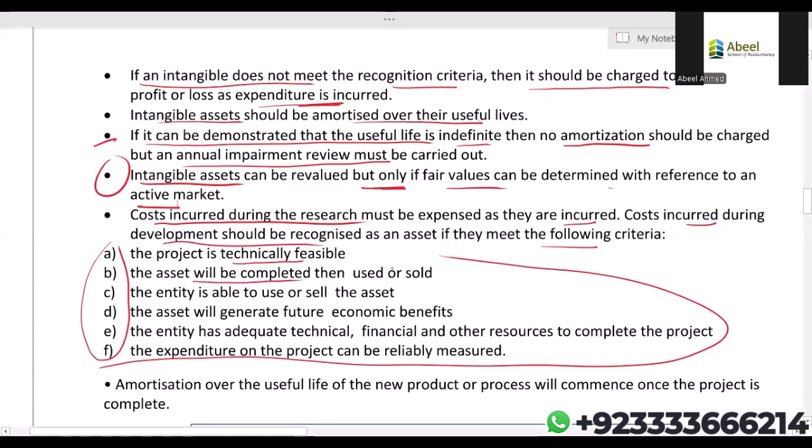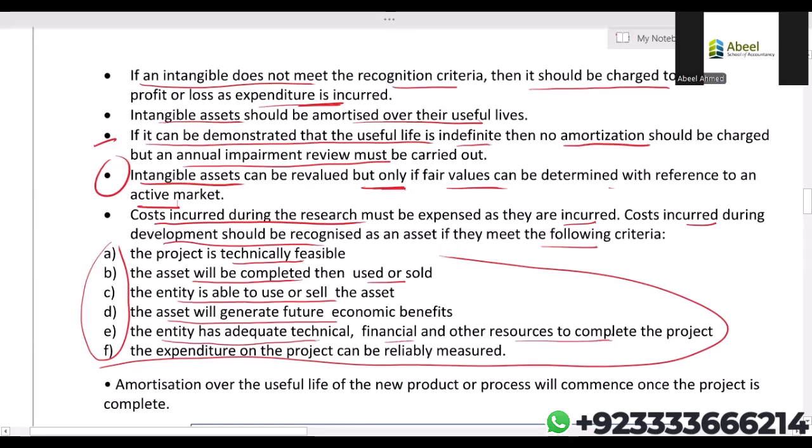The asset will be completed, then used or sold. Of course, once the asset is completed, either your company is going to use it or sell it. The entity is able to use or sell the asset. The asset will generate future economic benefit. The entity has adequate technical, financial, and other resources to complete the project.